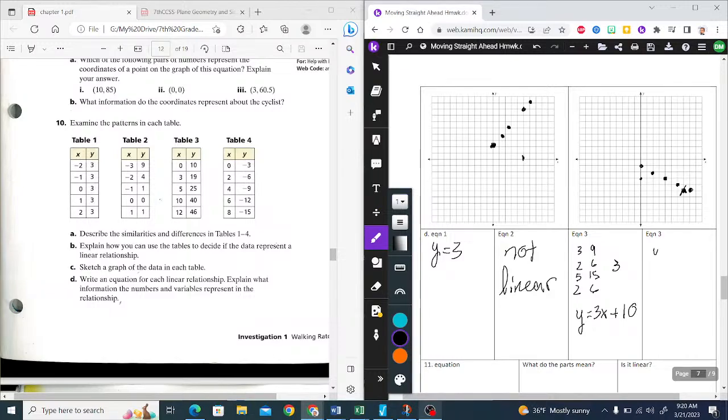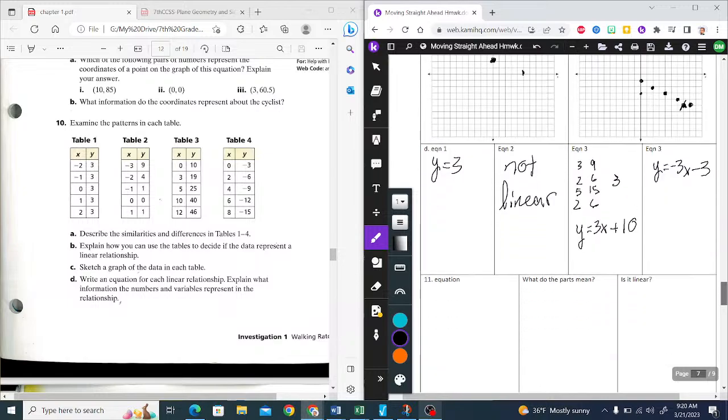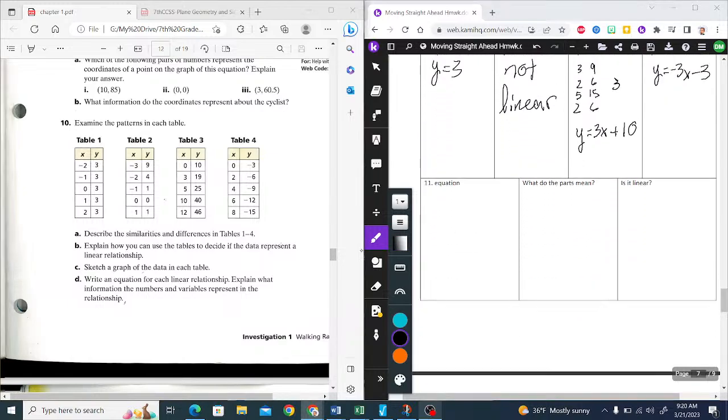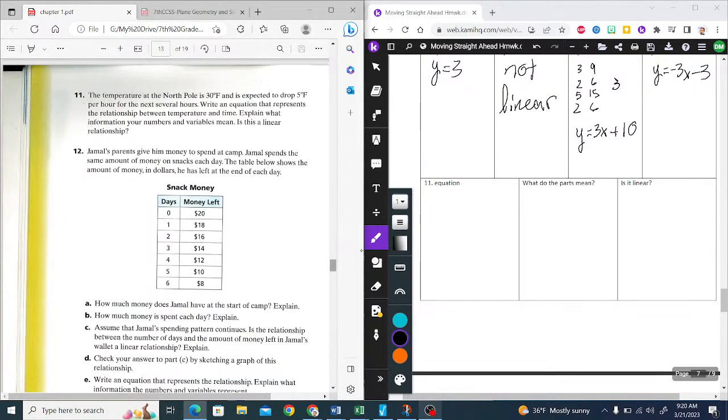And then table 4 is y equals, we're going down 3 each time, and we started down 3. So that's actually, number 3 is very exciting. That's not a test question. That's a crazy thought.